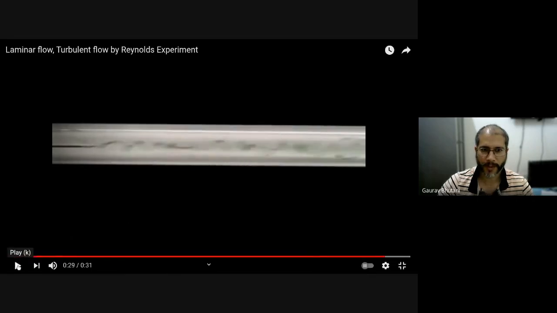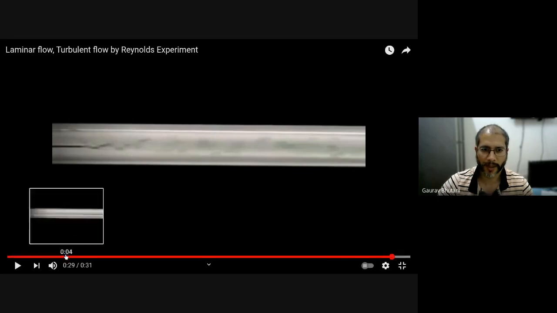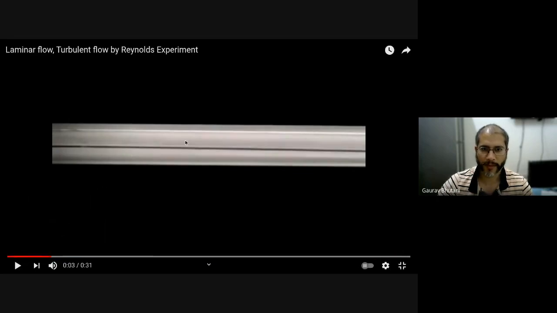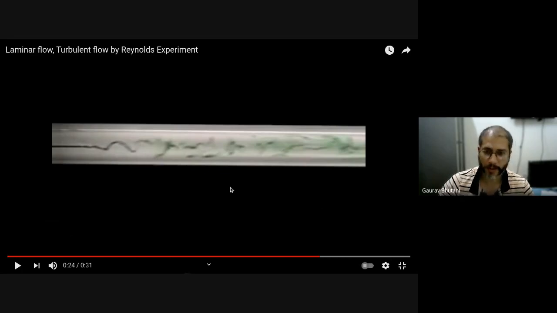So this is now a regime where the flow is completely turbulent. And if I go back in the video, it was very smooth and laminar. So a dye, a material, a flow parcel which was at the center of the pipe stayed at the center. But when the flow became very turbulent, you can see that the parcels are very chaotic. It's just moving everywhere inside the pipe. Okay, so this is turbulence.